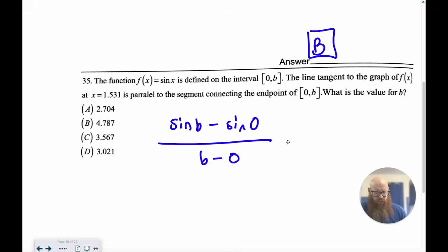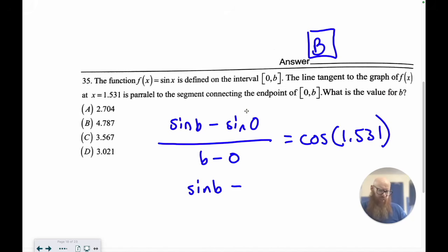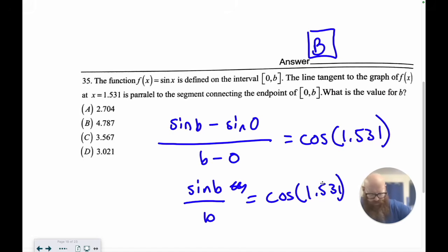And we know that that is equal to the derivative evaluated, all right? The tangent line is the derivative. The derivative of f of x is cosine x, so that would be equal to the cosine of 1.531. This is just sine of b minus 0, so it's just sine of b over b equals whatever the cosine of 1.531 is. And then we're just going to hop over to Desmos.